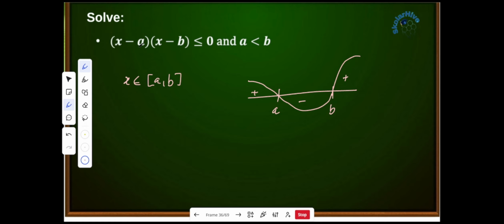So directly we can write it like this also, or we can write this as x is greater than or equal to a and less than or equal to b. If it is less than only, then in place of this closed interval, we'll use the open interval.